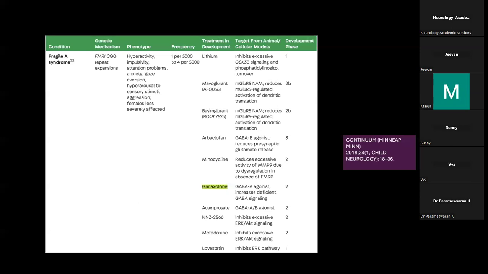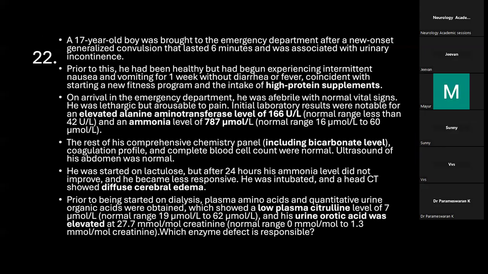Question number 22 is a 17-year-old boy who was found to have a low plasma citrulline level and high orotic acid level after a global stable edema and OSCE.